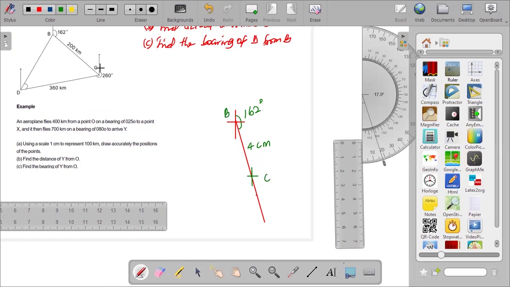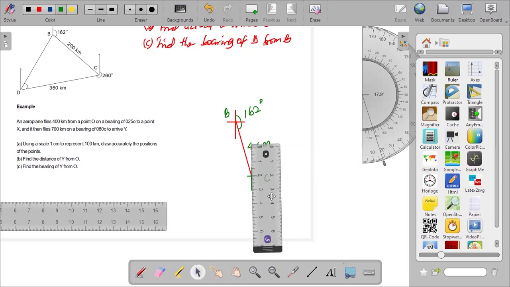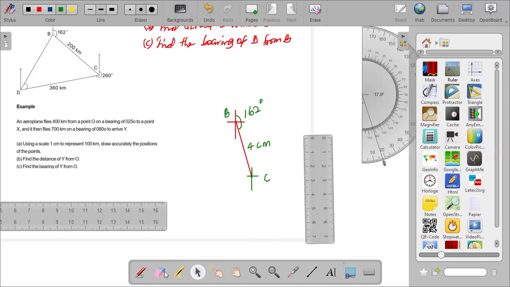From point C to point D, the bearing is 260 degrees. And we cannot get 260 using a protractor. That means we need to apply some logic there. Let me remove this extra line. So the logic we are going to apply here is, if we have this down, we know that this and this is 90 degrees.